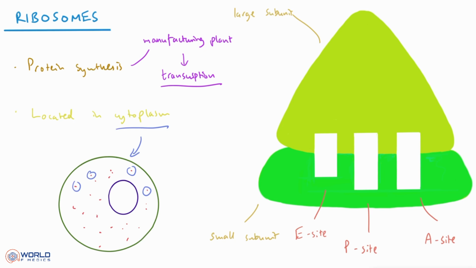The large and the small subunits actually have a specific unit of measurement, and the large subunit we can say is 60S, and the small subunit we can say is 40S. Now you're probably wondering, what does this measurement mean? What does this S mean specifically? Well, the S is Svedberg units, and this measurement doesn't actually measure the mass or the size of each subunit. It measures the rate of sedimentation in ultracentrifuge. So it measures the rate at which the different parts of the ribosome break up in centrifuge.